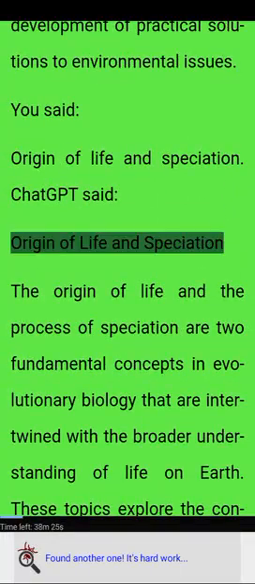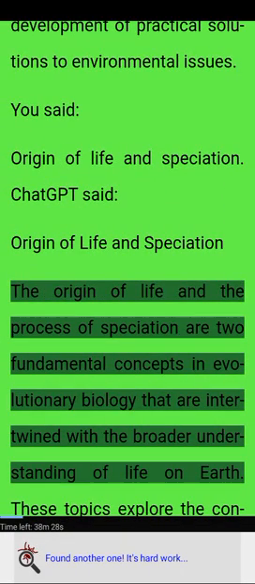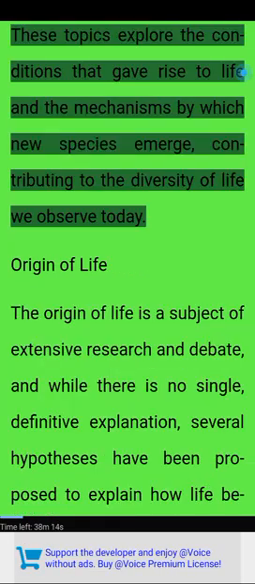Origin of life and speciation. The origin of life and the process of speciation are two fundamental concepts in evolutionary biology that are intertwined with the broader understanding of life on Earth. These topics explore the conditions that gave rise to life and the mechanisms by which new species emerge, contributing to the diversity of life we observe today.